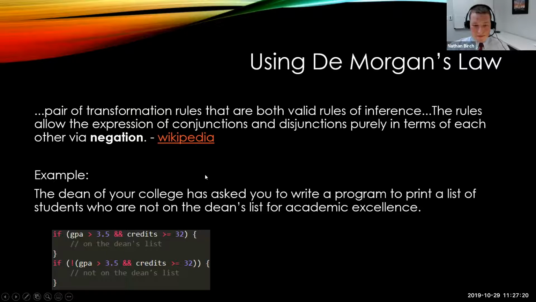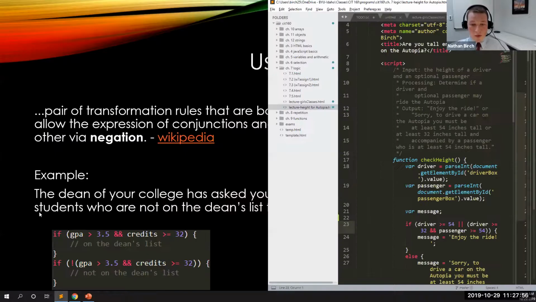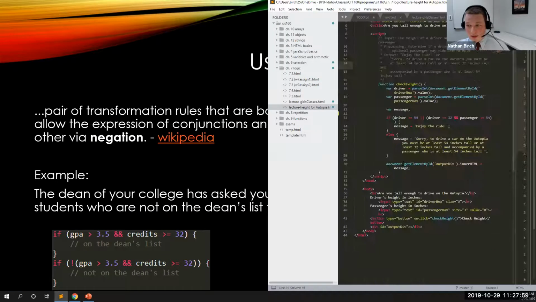So, using De Morgan's law, here we have this example. Imagine that the dean of your college has asked you to write a program to print a list of students who are not on the dean's list for academic excellence. To get on the dean's list, you have to have at least 32 credits with a GPA of greater than 3.5. So I could use De Morgan's law to get the opposite of that. Notice all I'm doing right here is just negating this, and that will give me everybody who's not on the dean's list. I could also use the principles of De Morgan's law to basically reverse this. So let me come into here.